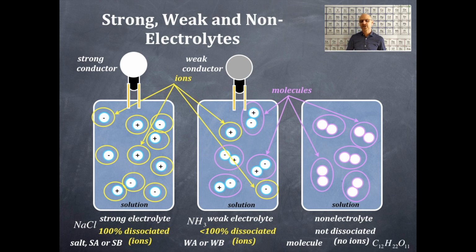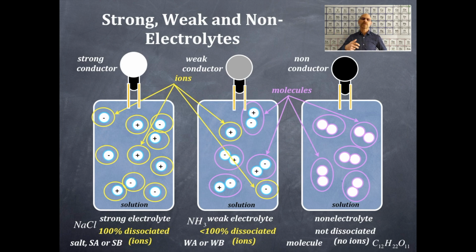So C12H22O11. Okay, that is a sugar molecule. Okay, and these are non-conductors. So if you put that light bulb in there, it will not conduct electricity whatsoever because there are no ions in solution, and therefore the circuit cannot be closed.